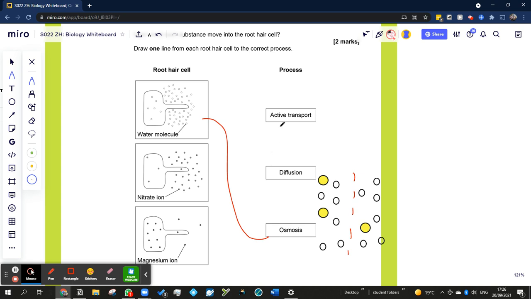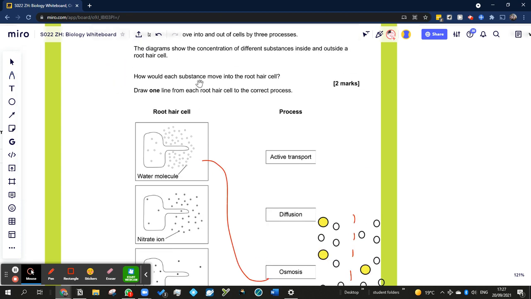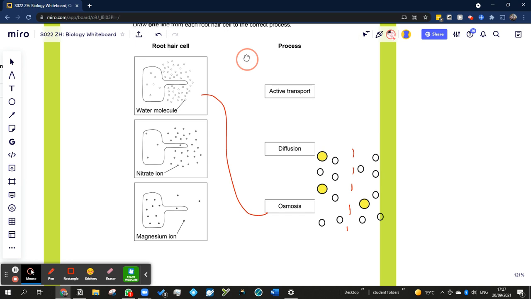So active transport is when something is moving against the concentration gradient. In other words, generally speaking, things will want to go from high concentration to low concentration. But what active transport does is goes against that. Now, if we look down at the bottom here, it says if we have a look at it carefully, it says how each substance would move into the root hair cell.